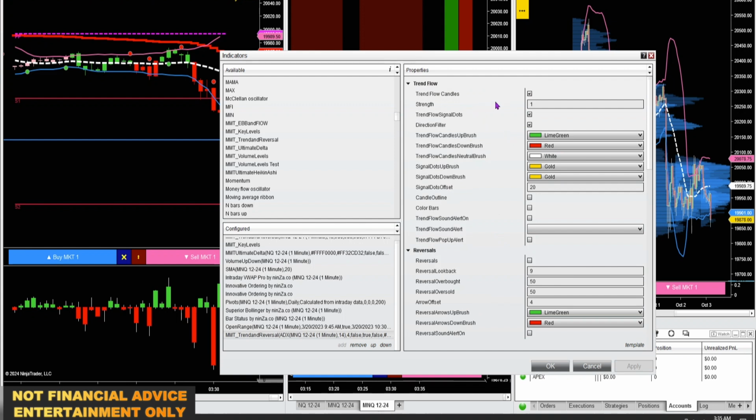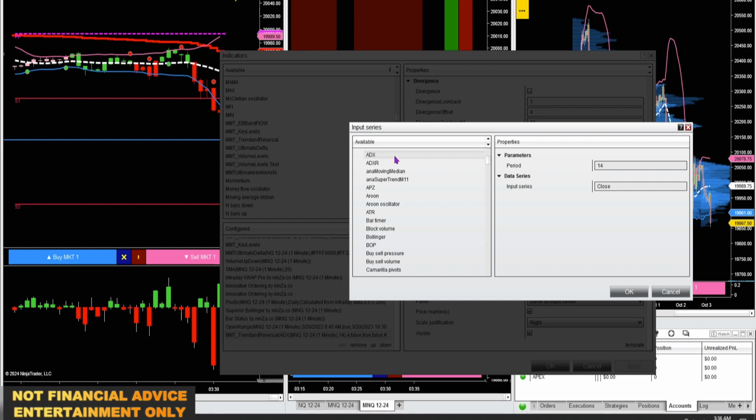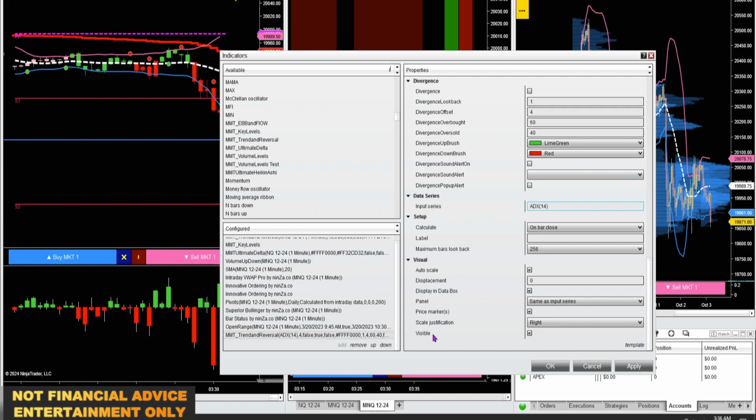Only thing I have activated is the trend flow candles. I've activated the signal dots. I've got a strength of 1. Directional filter is on. I've changed my color for the signal dots to be gold on both sides. Candle outline and color bars is off. Everything is off except for the signal dots. My input series is the standard built-in ADX with the default period. Here's the built-in ADX, period of 14. So that's how you can set up those ADX dots that I'm using.